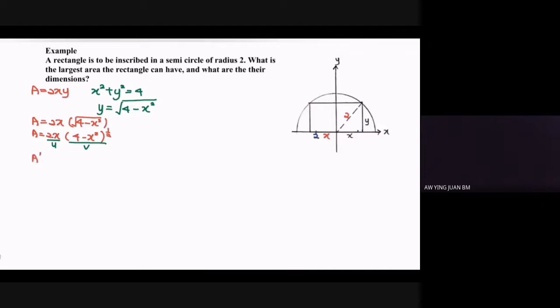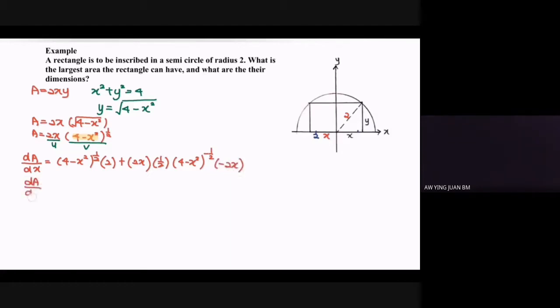A prime, or we can say dA/dx. So dA/dx will be equals to product rule. So 4 minus x squared power 1 over 2 multiply with u prime. So in here, differentiate 2x, we will have 2 plus bracket 2x multiply with v prime. So where we will have 1 over 2, 4 minus x squared to the power of negative 1 over 2. Differentiate the internal function, which is 4 minus x squared, and we will have negative 2x.